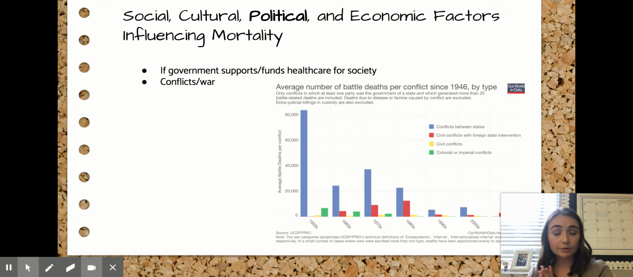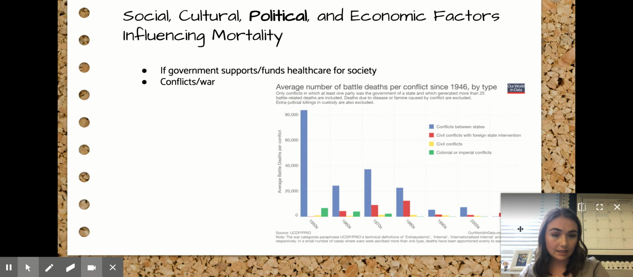Political factors influencing mortality are if government supports or funds healthcare for a society. And then conflicts and war between two states or countries, because we call states countries now. So obviously, that's a political decision, and it does influence mortality because it causes deaths. That's what this chart is. It's just the average number of deaths in conflict since 1946.